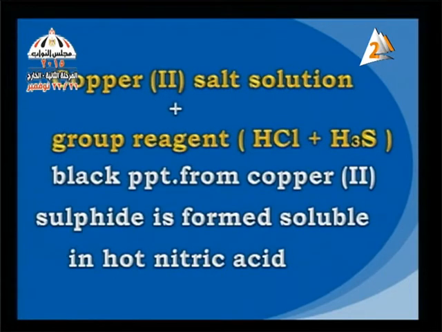This is the reagent here, HCl plus H2S: hydrogen chloride in aqueous solution, and H2S, hydrogen sulfide gas. Black precipitate. It's good. What happened after that? Copper 2 sulfide is formed. Is that the only thing? Sure, it's not. Look at this. Copper 2 sulfide is formed, soluble in hot nitric acid. It's good to say that.